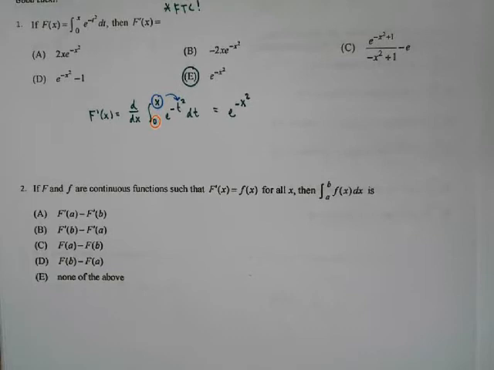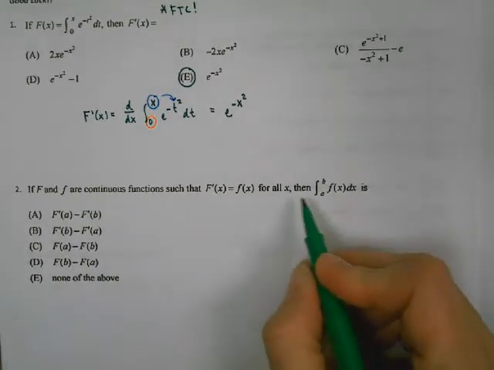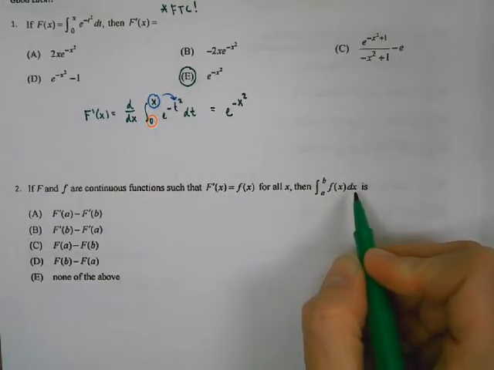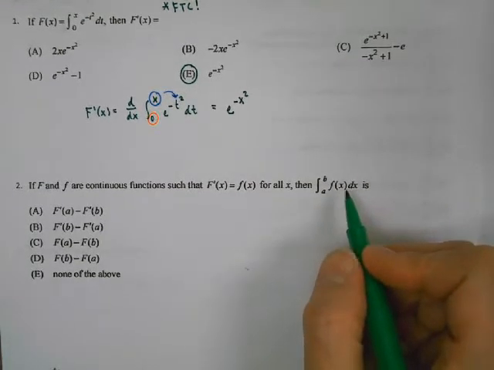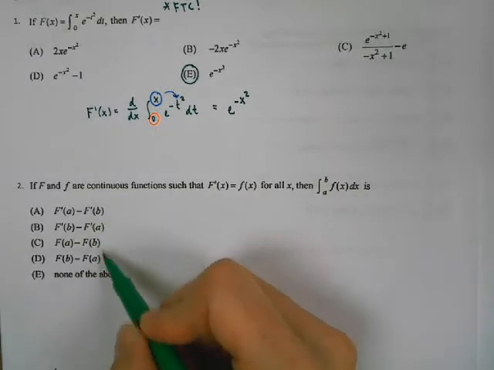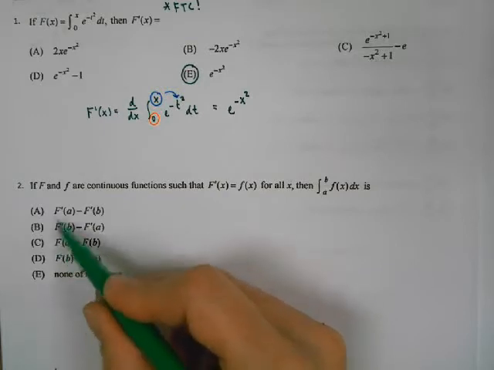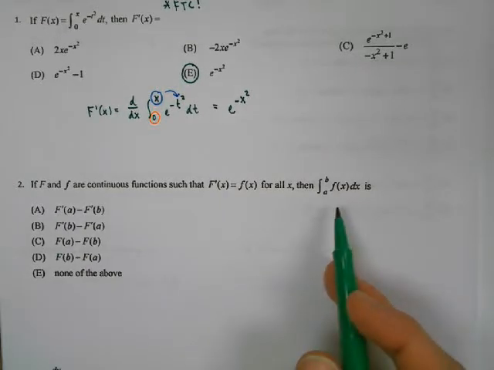Okay, number 2. So if capital F and lowercase f are continuous functions such that F prime of x is equal to f of x for all x, then the integral from a to b of f of x dx is. Well, let's see here. I notice that my answers here are all expressed as functions of capital F. What I have to decide is whether it's capital F or F prime that's going to be the integral.